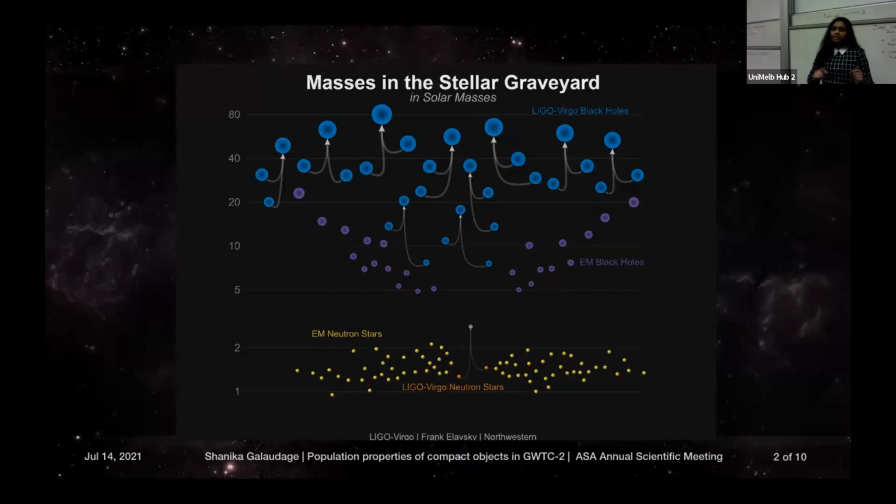So going back in time a little bit, from the end of the second observing run, we had 11 compact binaries. In blue, we have here the events that LIGO and Virgo detected, and the black holes at least, and then the purple represents the black holes seen in electromagnetic observations. Yellow, we see the electromagnetic neutron star observations, and the orange represents the LIGO Virgo neutron stars. And so this was the result that we had at the end of that run.